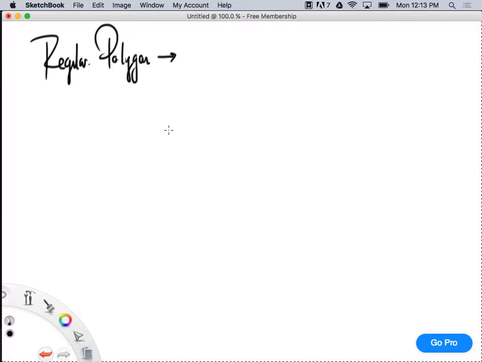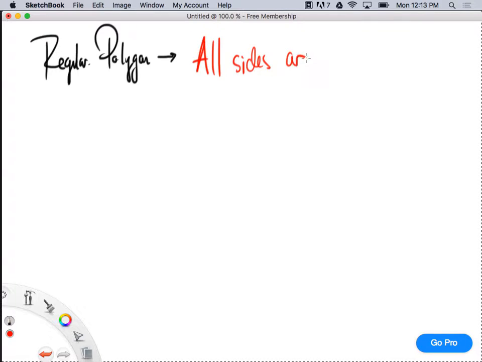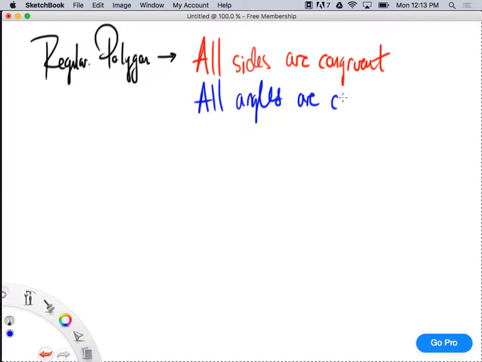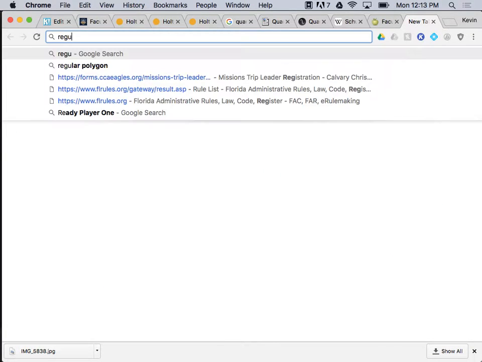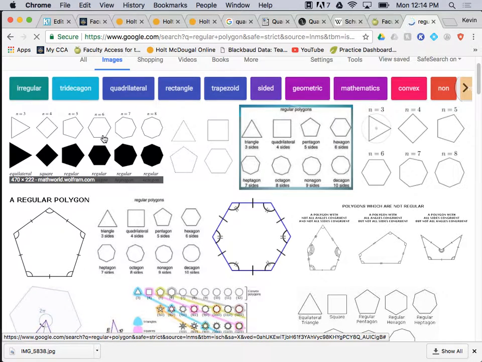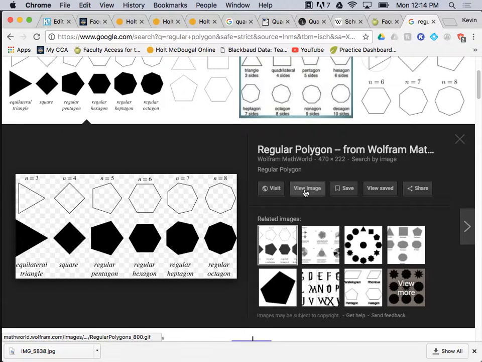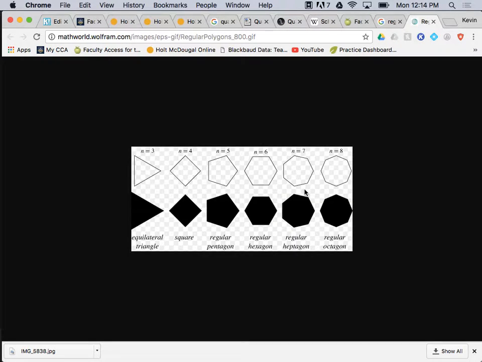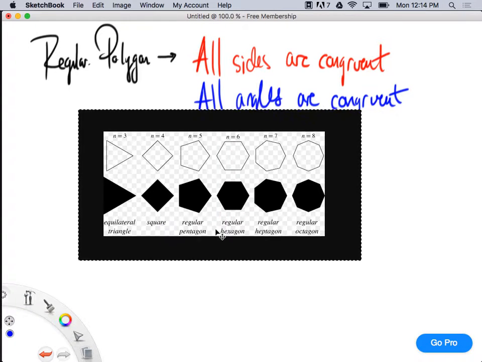That says regular polygon. And what this is: all sides are congruent and all angles are congruent. What's an example of a regular polygon? There you go. These are all regular polygons.